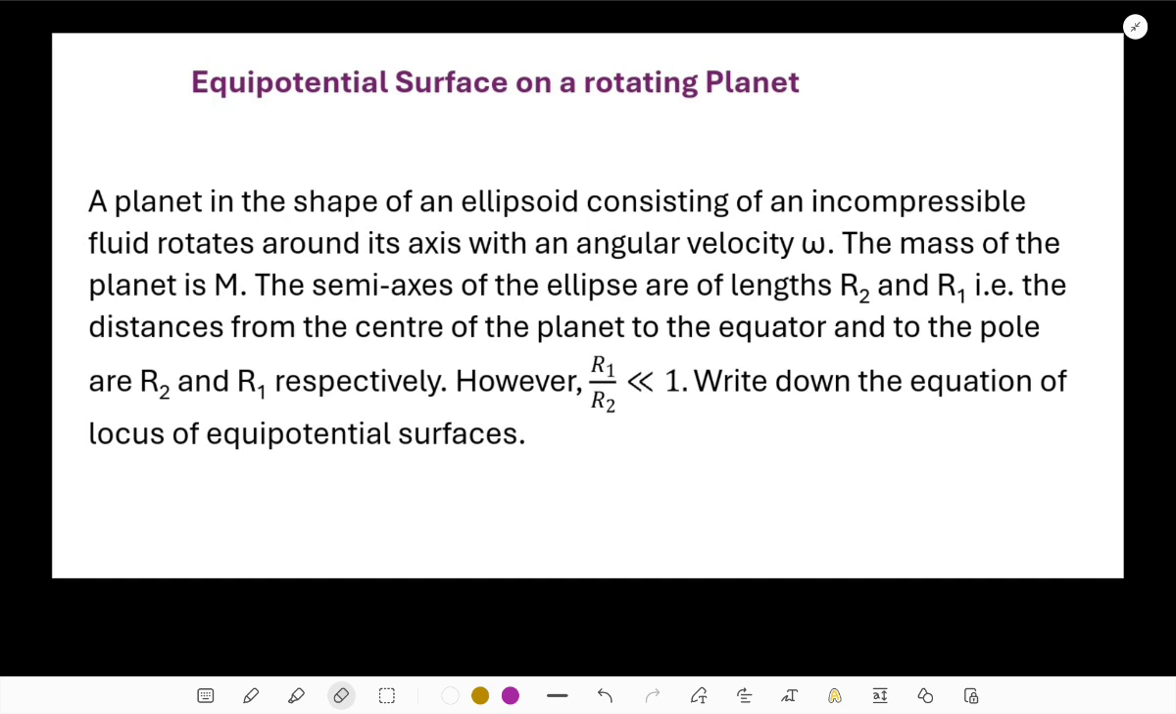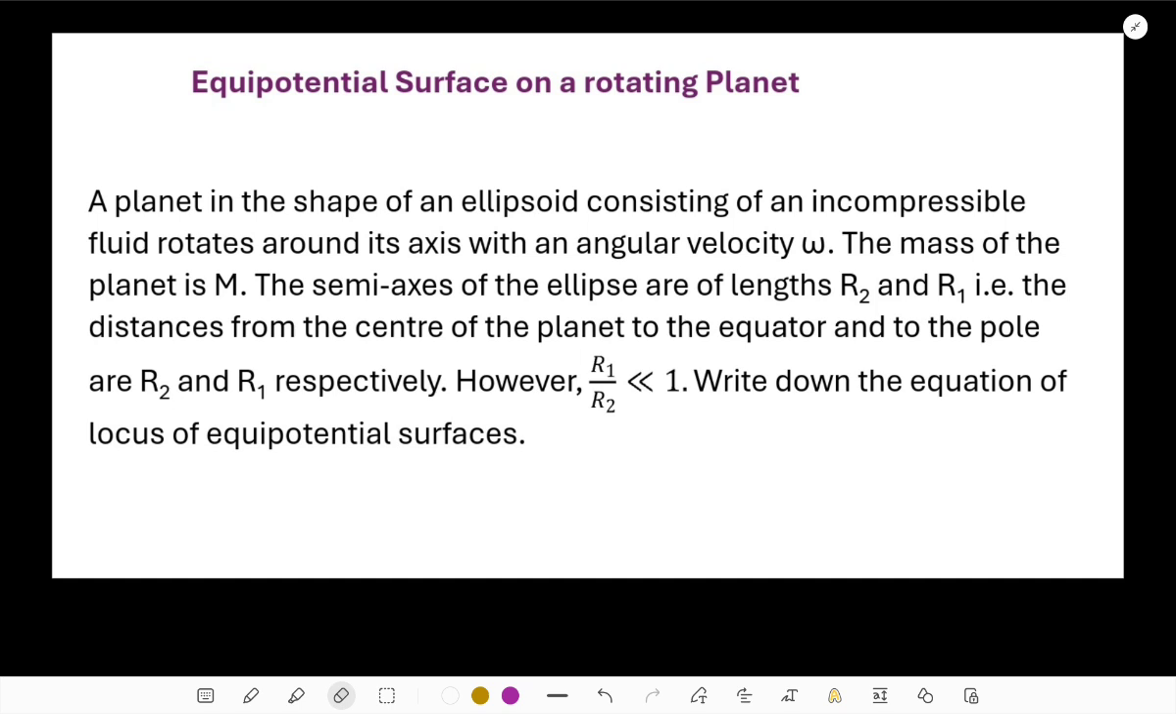And r1 by r2 is very much less than 1. That means we can consider it approximately spherical, though it's an ellipsoid, but we are free to use its spherical shape in case we need it. So write down the equation of locus of equipotential surfaces.